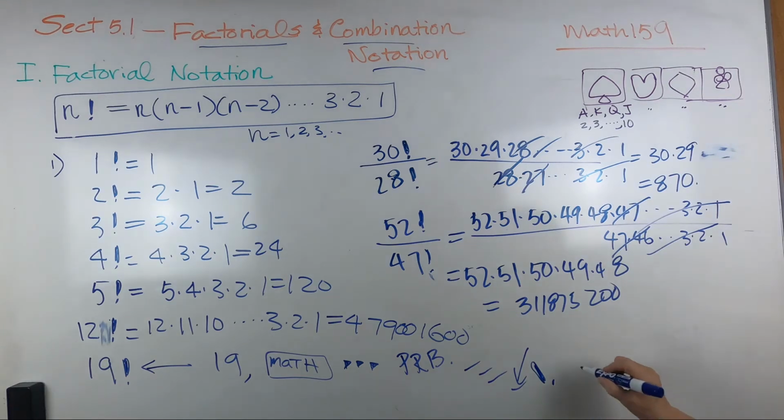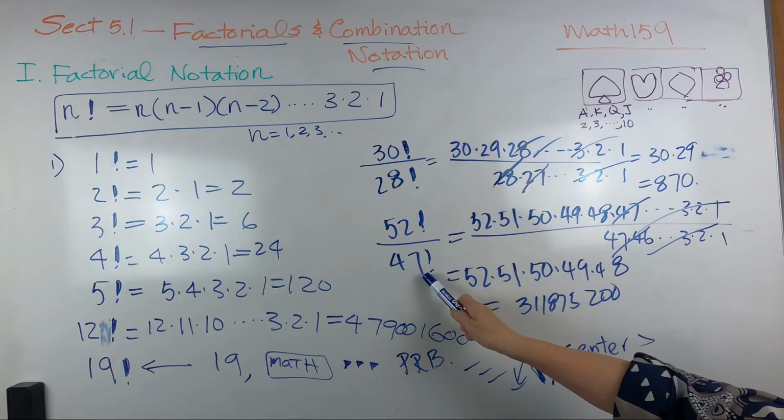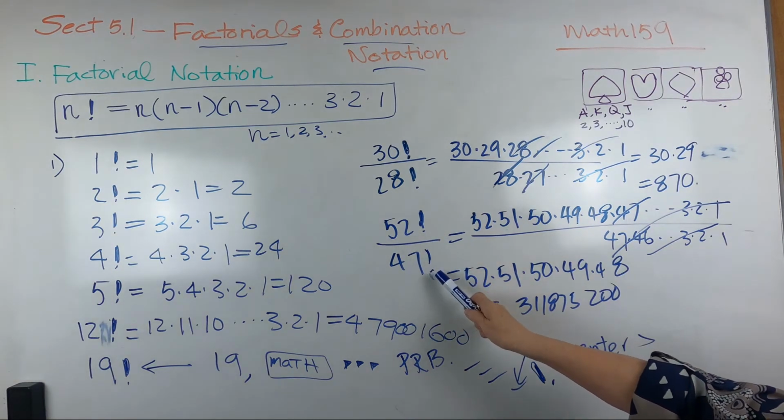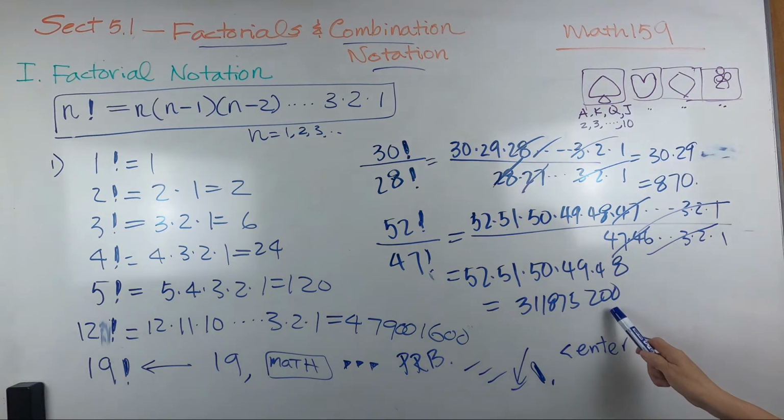Okay? Then you hit enter, then you will get the 19 factorial. Then same thing for 52 factorial divided by 47 factorial. You can do it by hand like this. You get the answer, right?